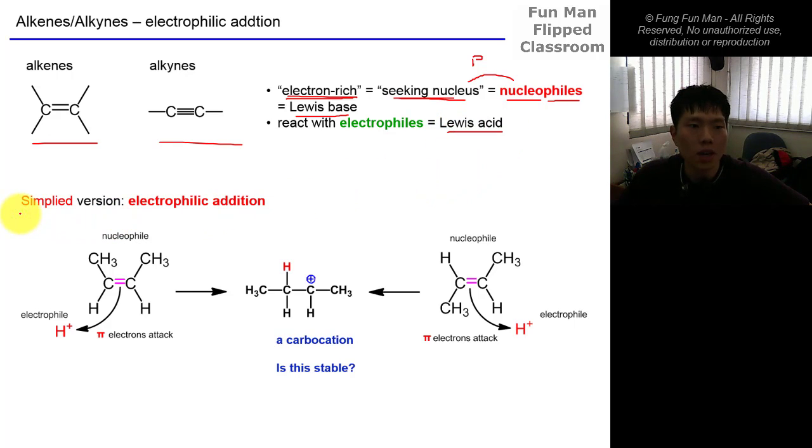Let me give you a simplified version of an electrophilic addition. We have a nucleophile that's full of electrons, which is an alkene, attacking an electrophile, H plus ion, without any single electron. So the pi orbital electrons here will just attack the H plus and form a bond. You get this. And this is a carbocation, because you see a carbon carrying a positive charge. That's what we call it, a carbocation. Is it stable?